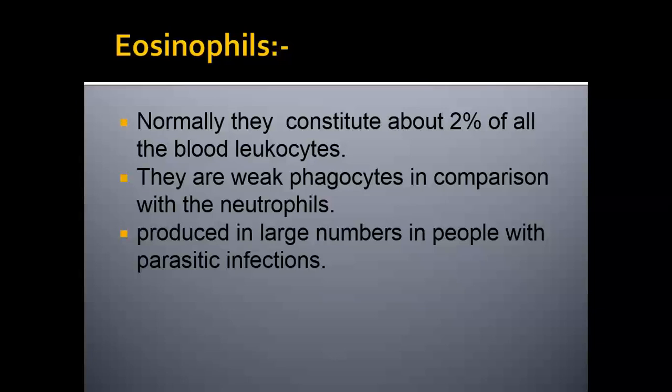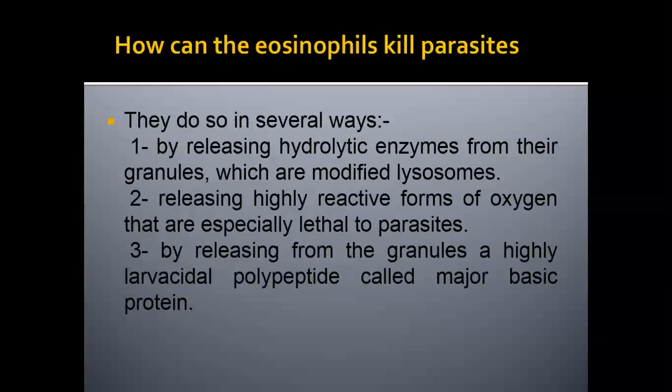They are produced in large numbers when you have a parasitic infection. In fact, they are very important in parasitic infection. Why? Because they have special surface molecules that can help them attach to the parasites, and they have substances released from them that can kill the parasites. Some of these substances are hydrolytic enzymes and modified lysosomes. Some of them are highly reactive oxygen species, just like the neutrophils, that are also lethal to the parasites.